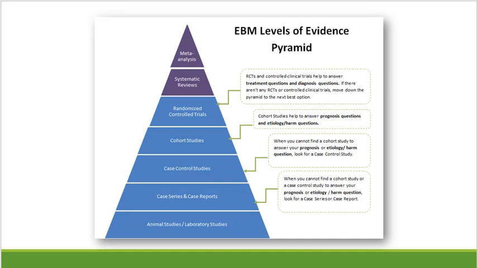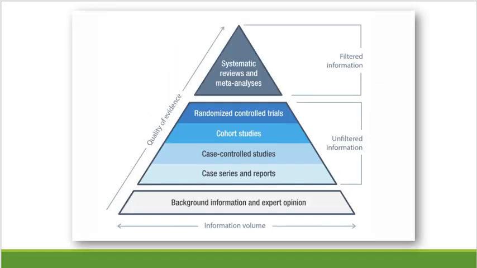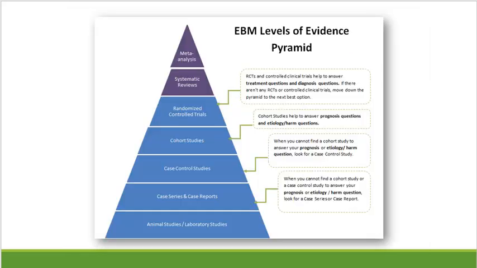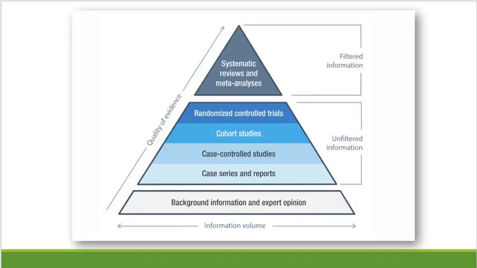Then, of course, we can see sliding down the pyramid the randomized controlled trials, cohort studies, case control studies, case series and case reports, and then animal studies and laboratory studies. And in some pyramids, at the bottom might be expert opinion. This particular one illustrates that you'll see different types of pyramids. They're essentially the same. The authors might depict things in a different fashion.